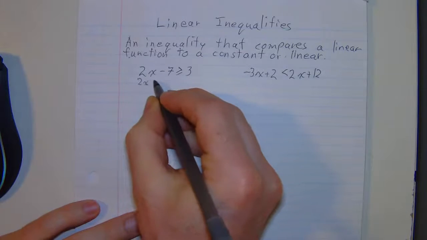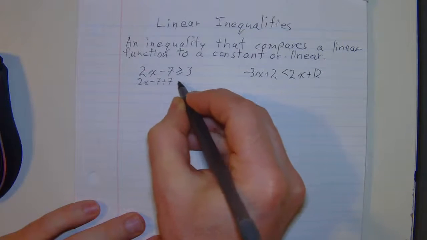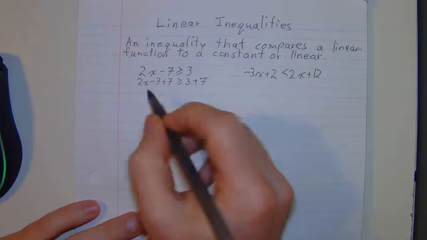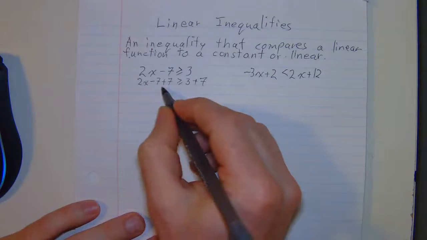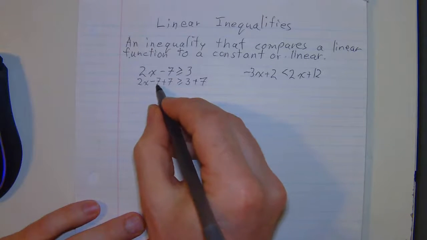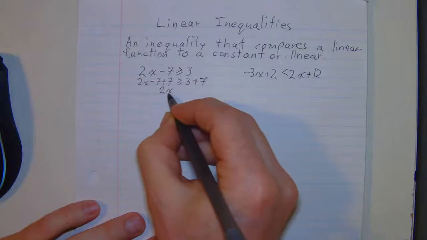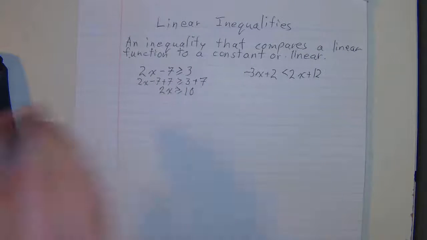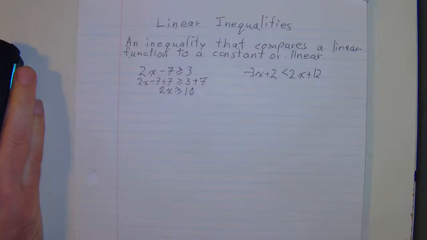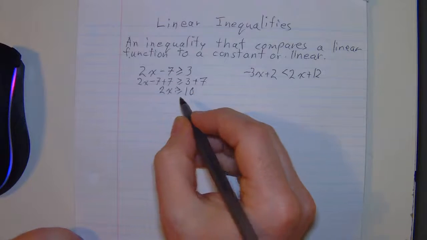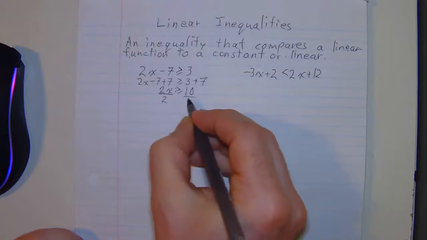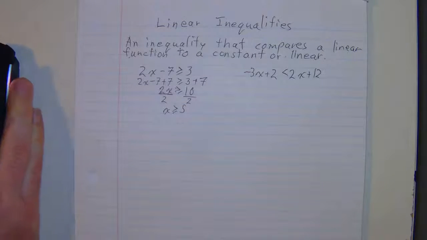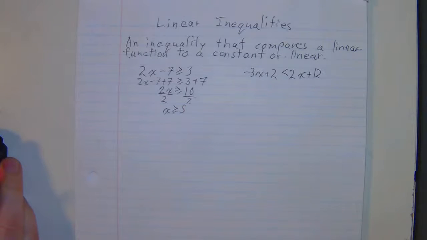So let's look at this one here, 2x minus 7 greater than or equal to 3. I can add 7 on both sides. And of course, when we're solving linear equations, we usually just do this in our heads, but we're going to be really clear about each step here. So negative 7 plus 7 is 0. So we end up with just 2x. And then on the other side, 3 plus 7 is 10. Now we divide both sides by 2. And we end up with x greater than or equal to 5.